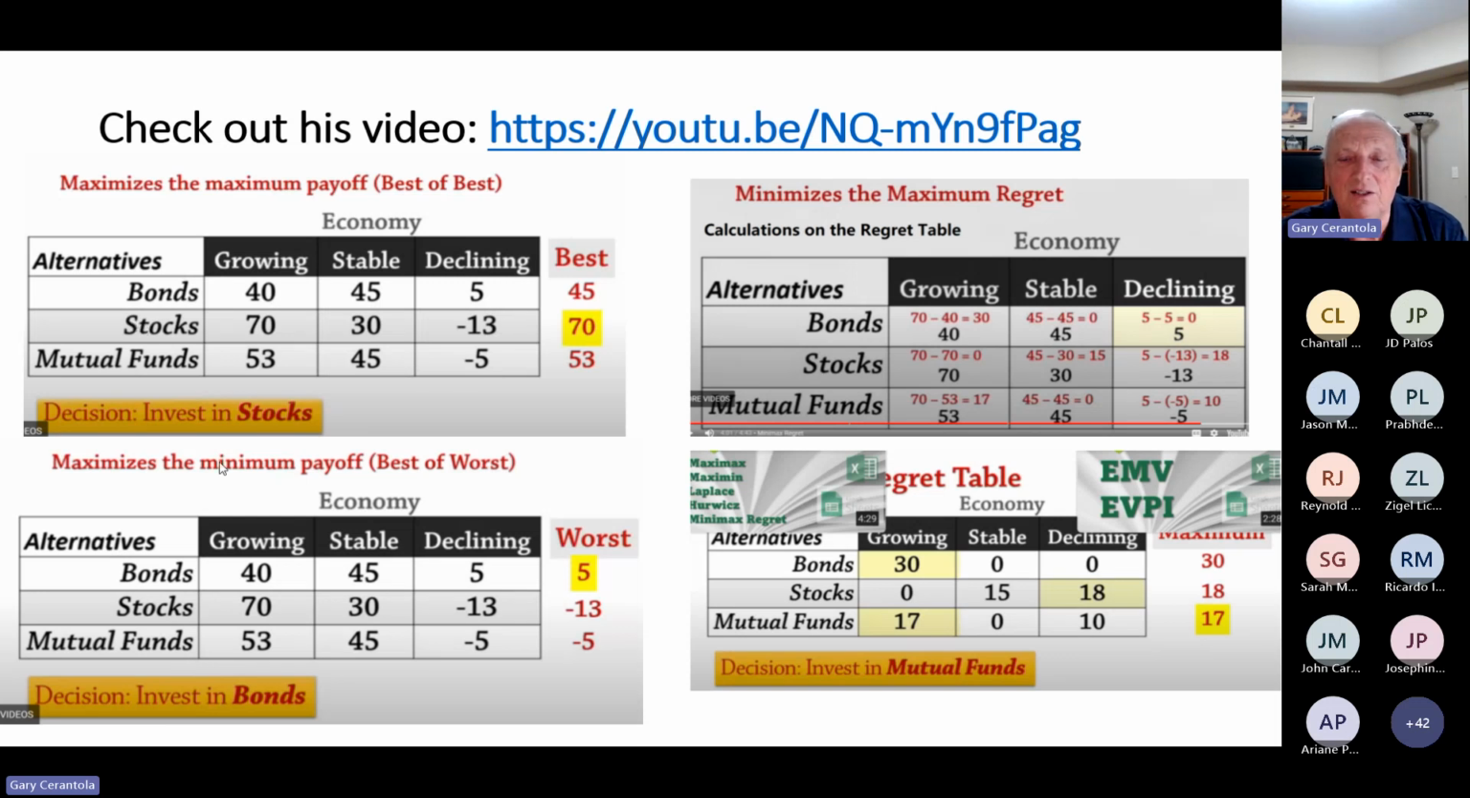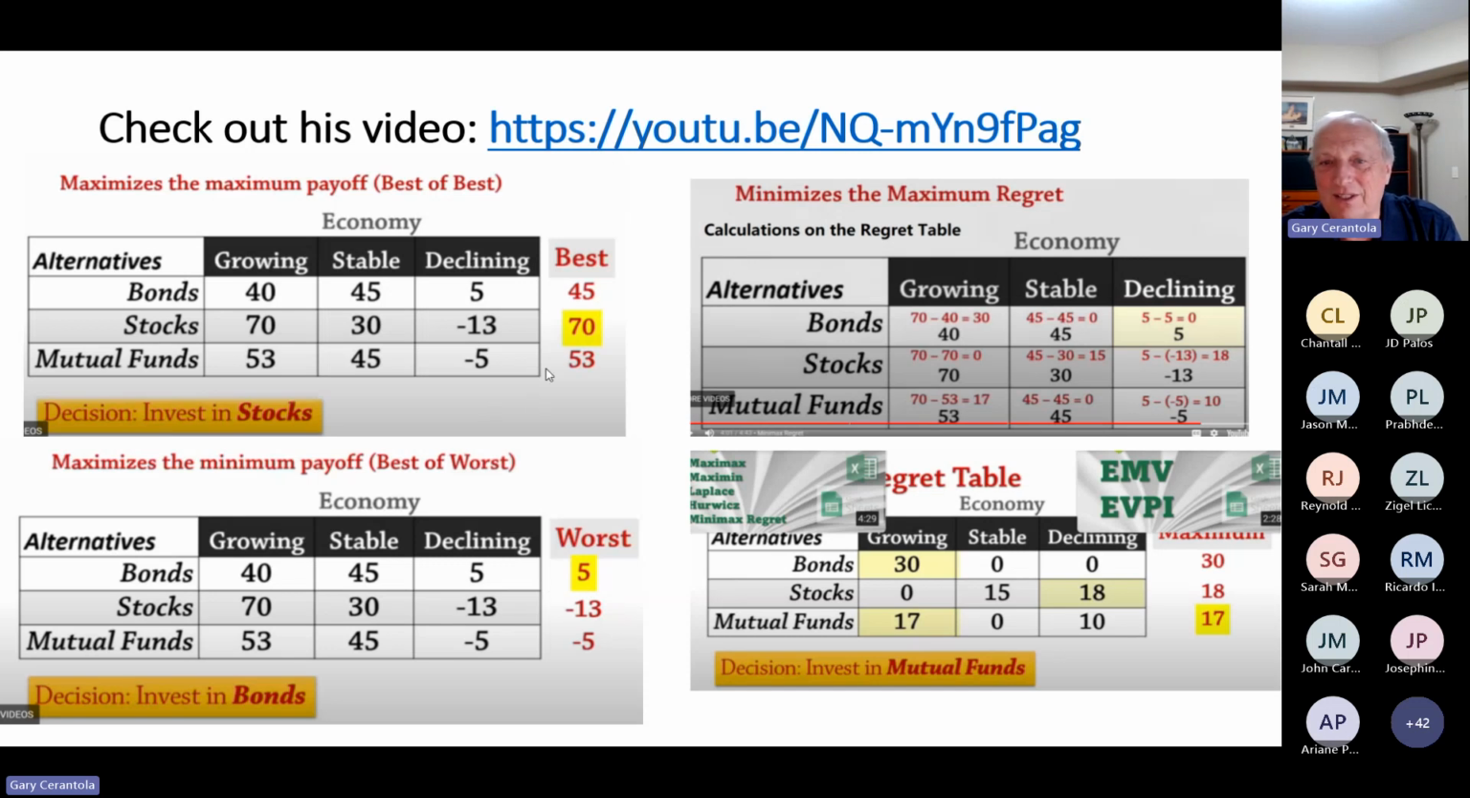But now you say, well, hang on, I want a little more certainty on what I can do. So let's look at the maximin, the best of the worst of what could happen. And then you take a look, well, with bonds, the worst that could happen is that I'll still make a profit of 5, right? In stocks, the worst that could happen is I'll have a negative return. And then the worst that could happen for mutual funds is I'll lose 5 on that as well. So from the worst of the alternatives, 5 is the better one, and that's the choice. Okay, and the video will explain this.